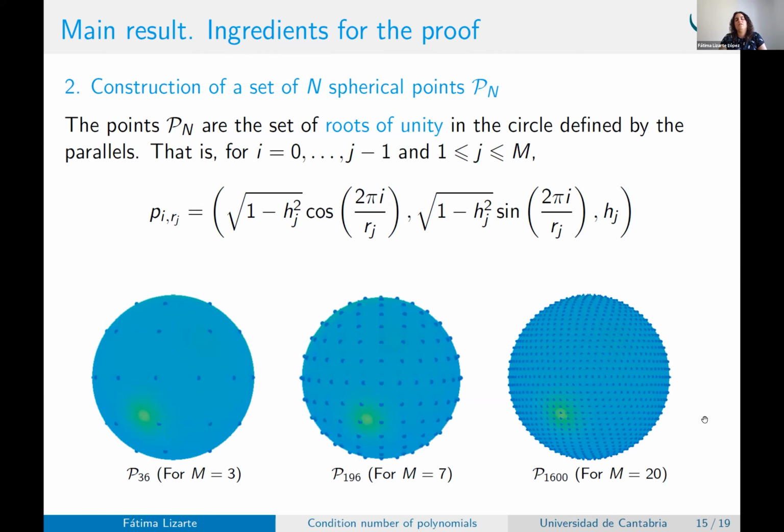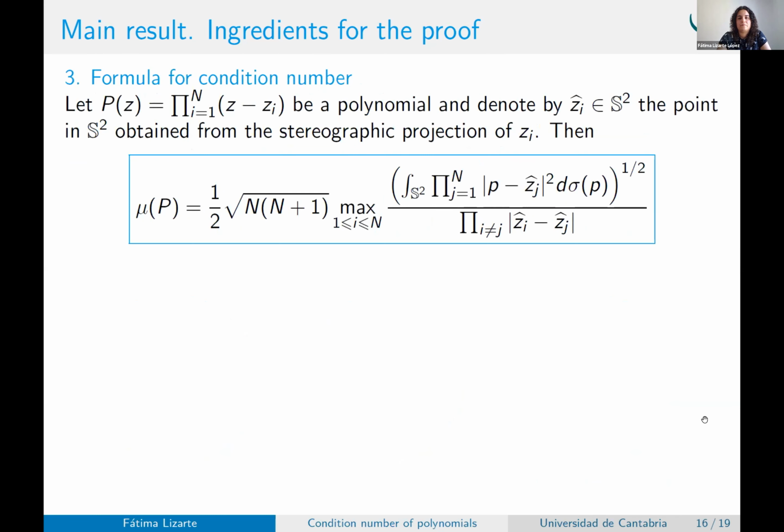So the question now is, how can we prove that the constructed polynomial of degree N is well conditioned? Since a polynomial is, up to a multiplicative constant, defined by its roots, and they can be seen as spherical points, one can aim to give a formula for the condition number of a polynomial that depends uniquely on the associated spherical points. Shub and Smale accomplished this task.